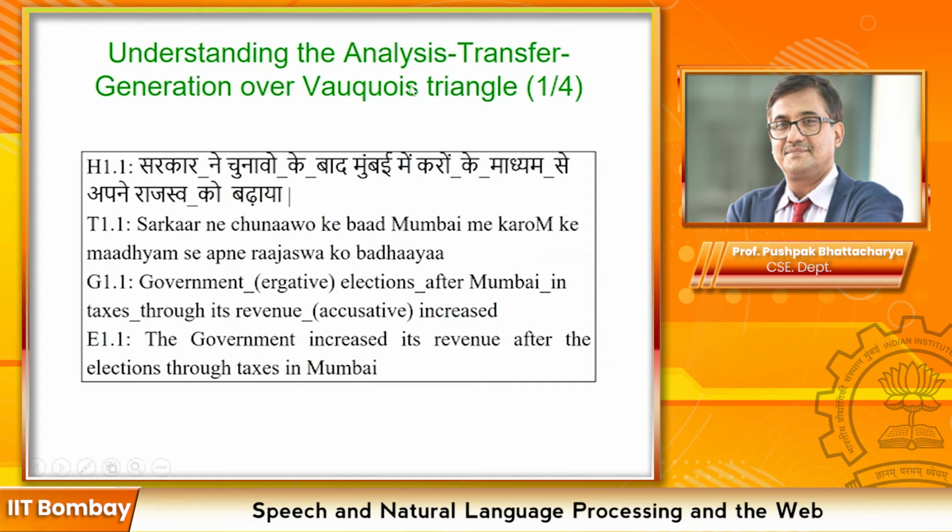Now, understanding the analysis transfer generation over Vauquois triangle, the ATG framework. So I have this sentence: सरकार ने चुनावों के बाद मुंबई में करों के माध्यम से अपने राजस्व को बढ़ाया. So this is the Hindi sentence, and look at the notational convention also. H is the Hindi language, T is the transliteration, G is the gloss, E is the English sentence.